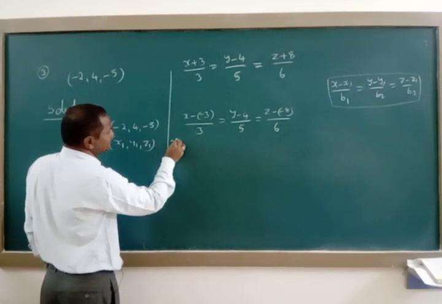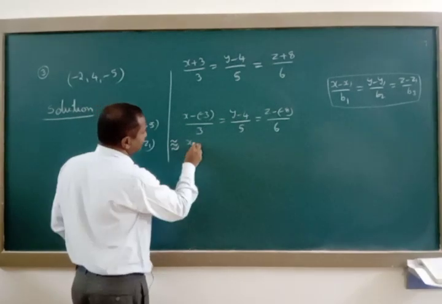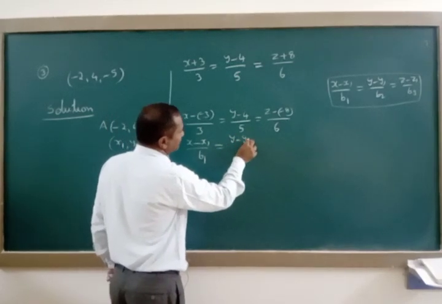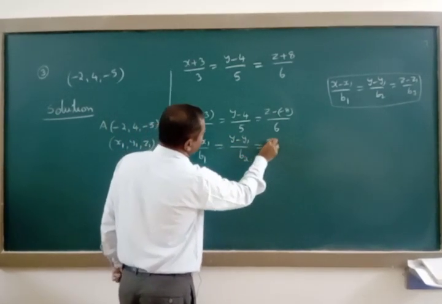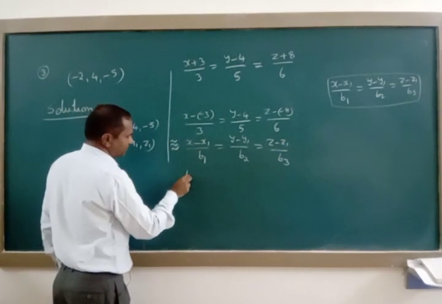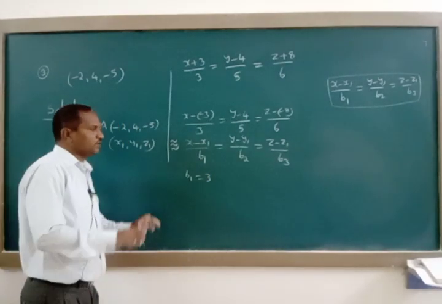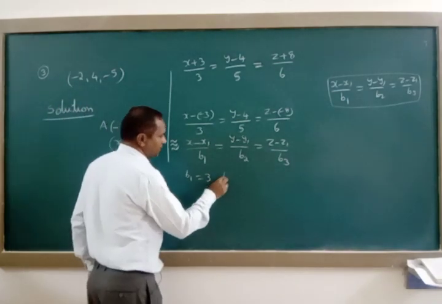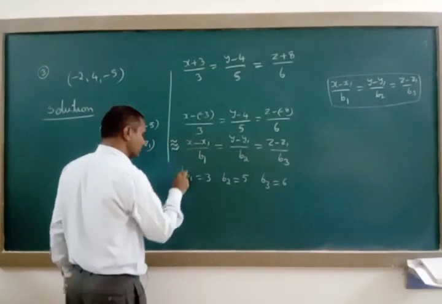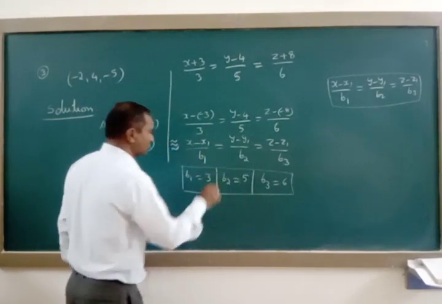Now comparing with the standard form of the equation of a straight line, that is (x minus x1) by b1 is equal to (y minus y1) by b2 is equal to (z minus z1) by b3. Here b1 value is 3. We need only b1, b2 and b3 values for this question. That's what we have to select, those three here. b2 is equal to 5 and b3 is equal to 6 here. Substitute all the 6 values in this formula.